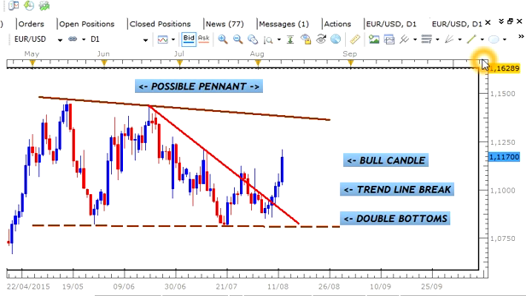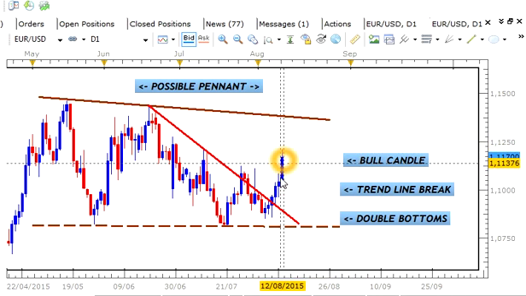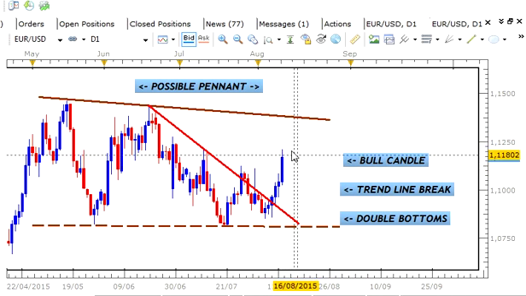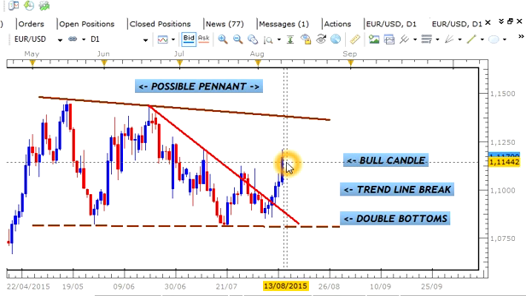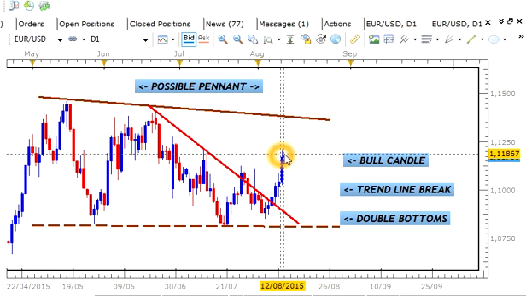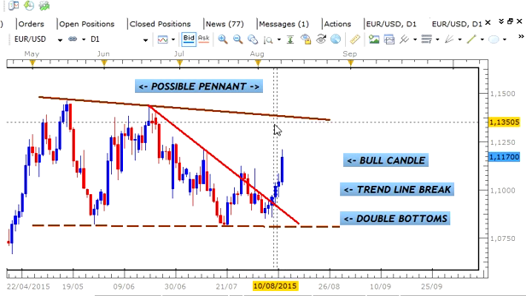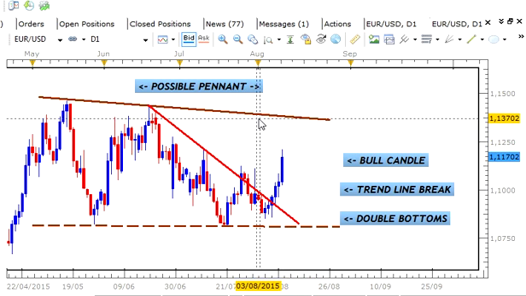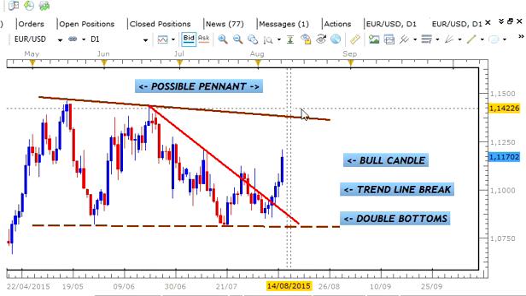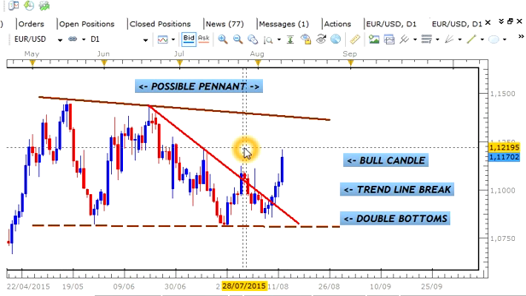Taking a look at the situation on the Euro US dollar pair today. Here we see a very interesting scenario taking place right now. We actually have a bull candle that now seems to be taking shape and looks as if the market is going to close with this bull candle in the next couple of hours. If that takes place, then we're likely to see a rally in favor of the euro dollar to the resistance boundary of this possible pennant setup.